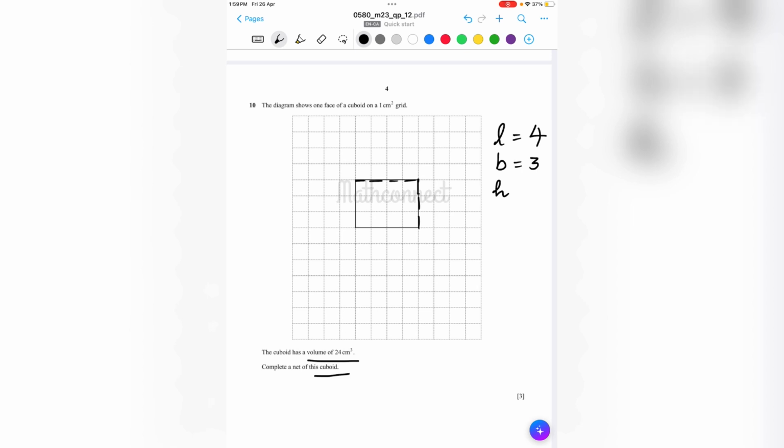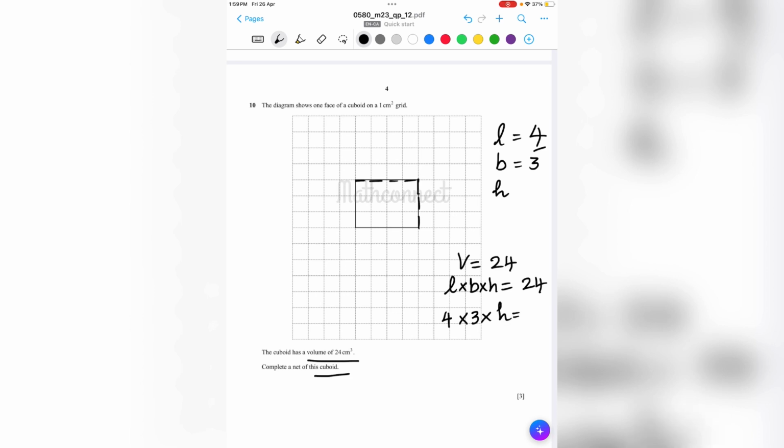Now to find out the height, we have the volume given. So volume is 24. We know the formula for volume, L into B into H, which is equivalent to 24. We can substitute the values which we know. Instead of L, replace it with 4, and B is 3 and H is unknown. So 12 times H is 24. So H is 24 by 12, which is 2. So the height is 2. Once we know this, we can start drawing the net. So let's complete the net of this cuboid.